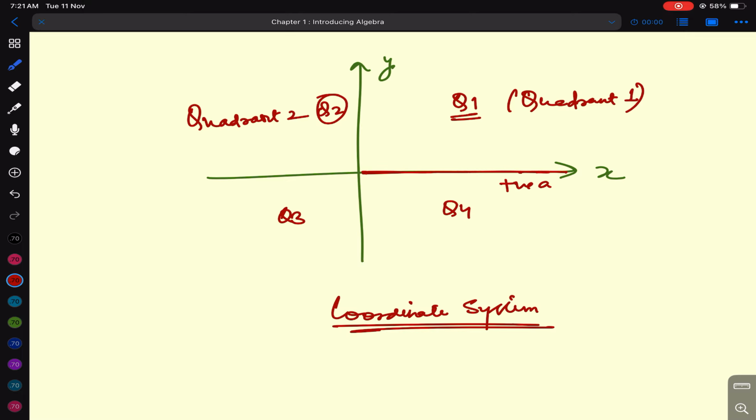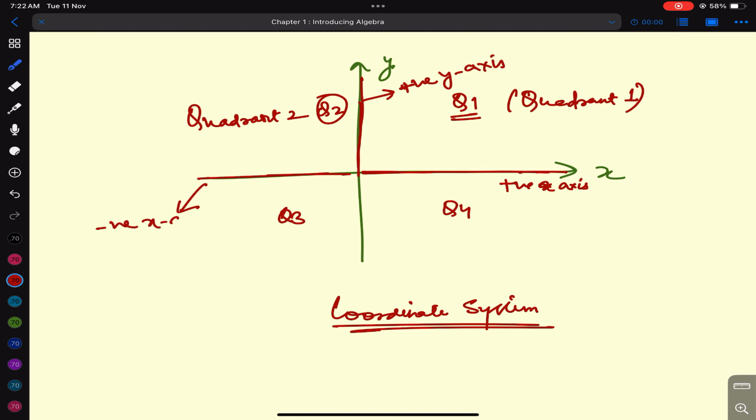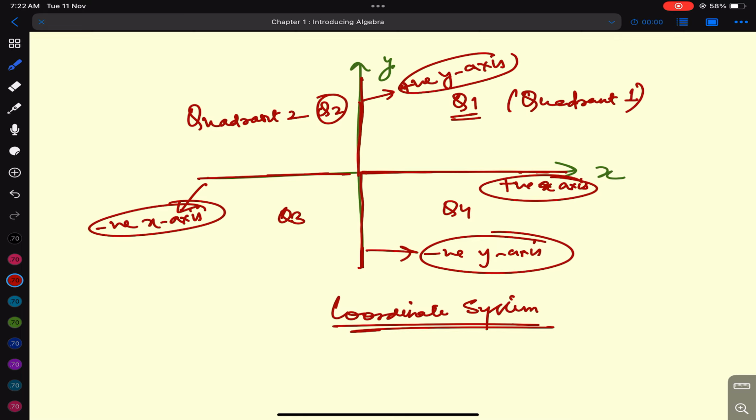Now this is your positive x-axis, then this is your positive y-axis, then we have negative x-axis, and last we have negative y-axis. So we have 4 segments basically: positive x-axis, positive y-axis, negative x-axis, and negative y-axis.